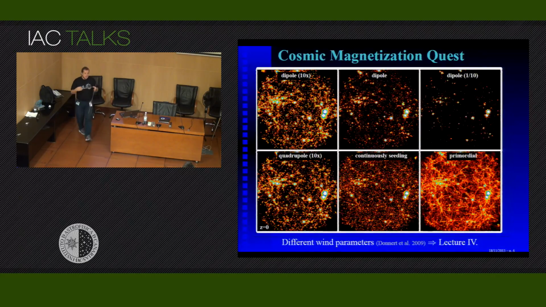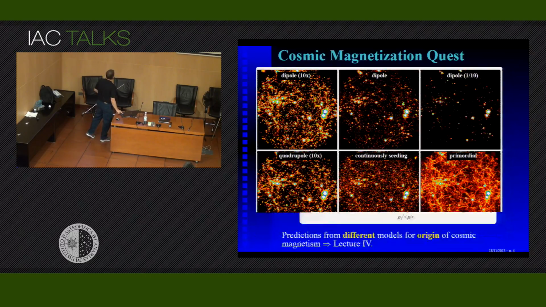So the question is, can you distinguish these different models? For example, if you look at models where the magnetic field is seeded by AGN lobes, then you would put magnetic fields basically only in the center of the very massive structures, not in the dwarf galaxies, so you would get an even different magnetic field distribution. And the question again is, can you find some way to measure that?